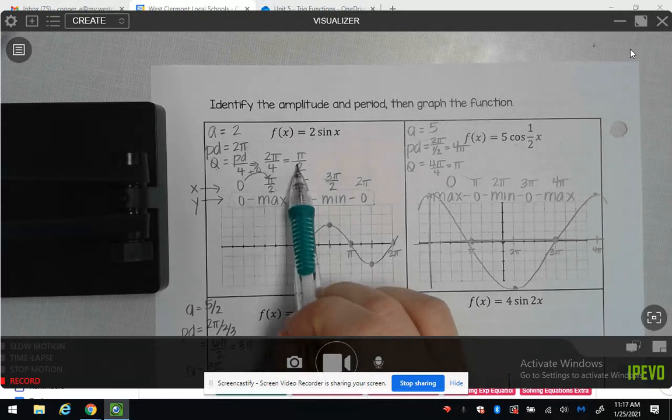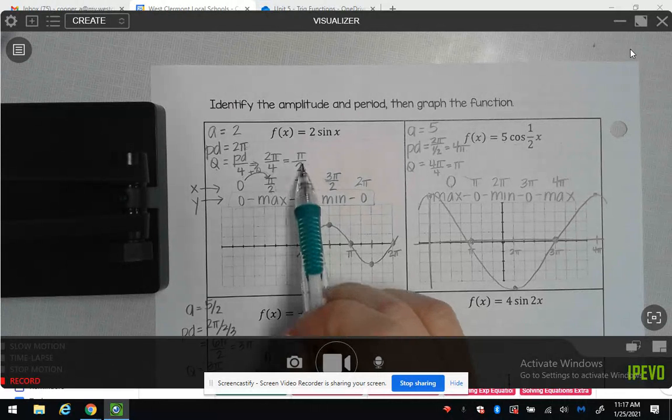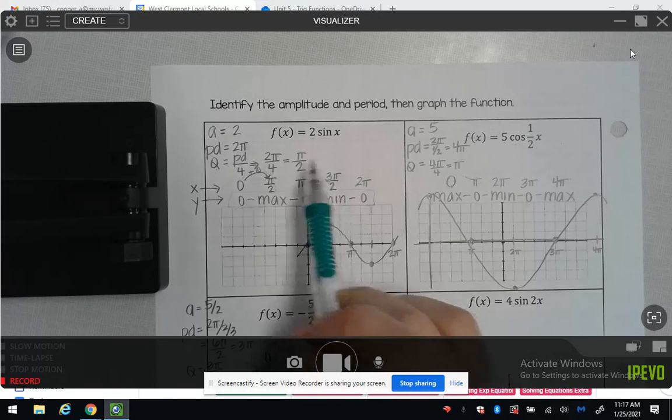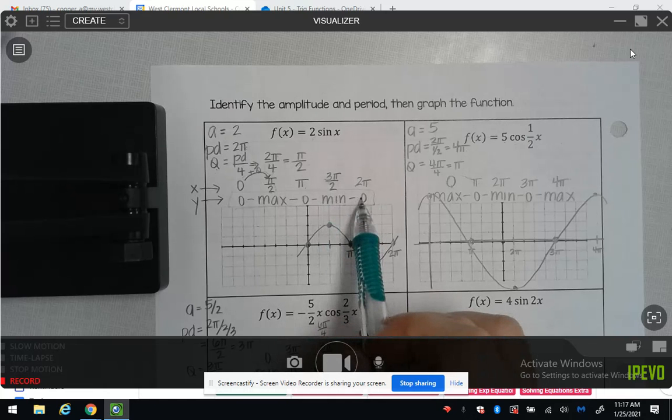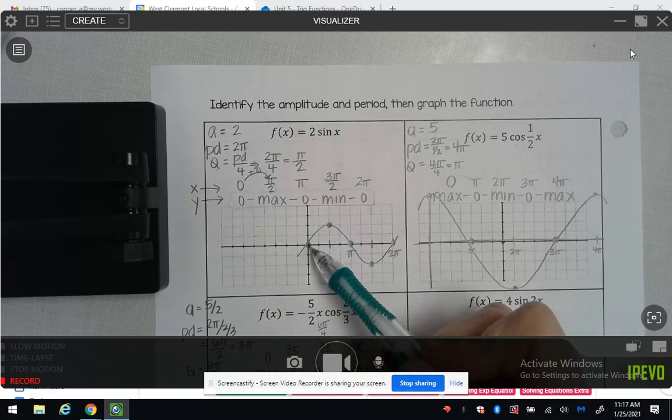Pi over 2 plus pi over 2 is 2 pi over 2, which is pi. Pi plus pi over 2 is 3 pi over 2. 3 pi over 2 plus pi over 2 is 4 pi over 2, which is 2 pi. Now you have an x and a y value, and we just graph them. 0, 0, boom. Pi over 2.